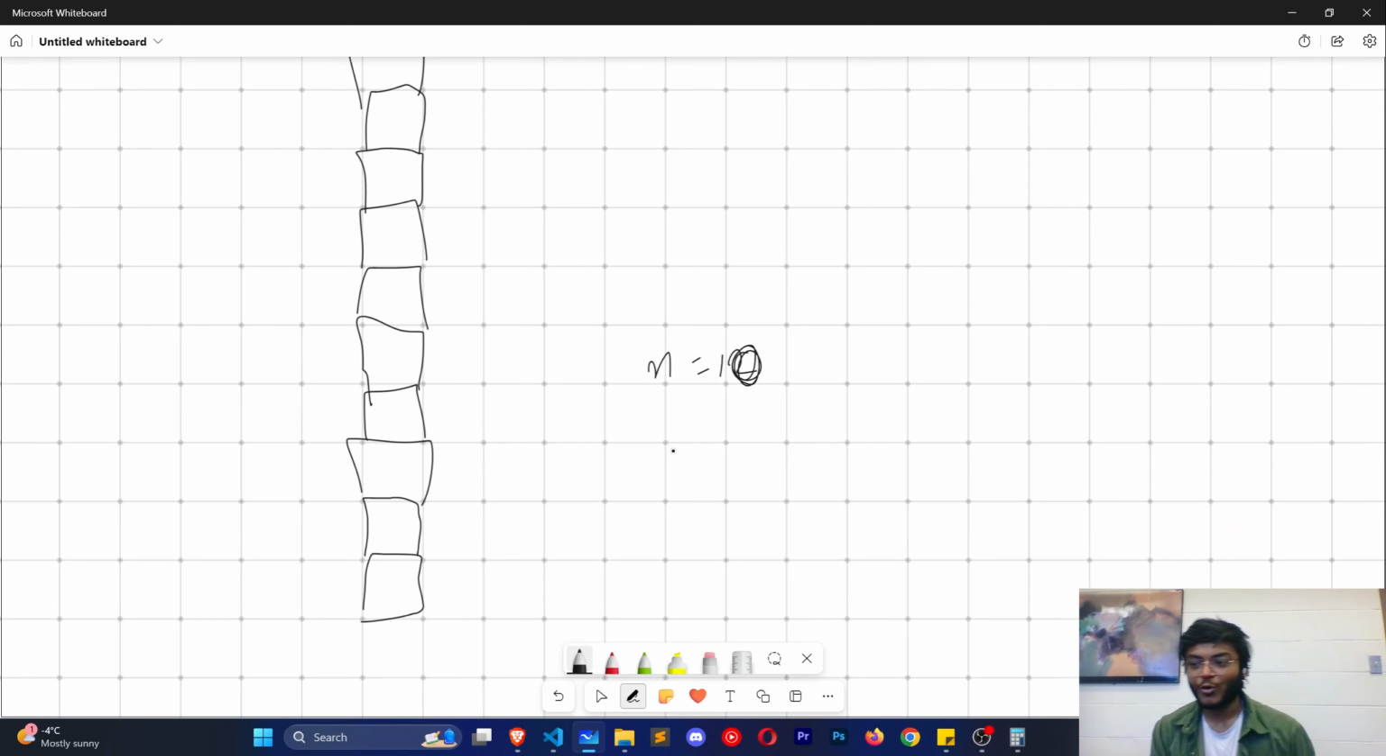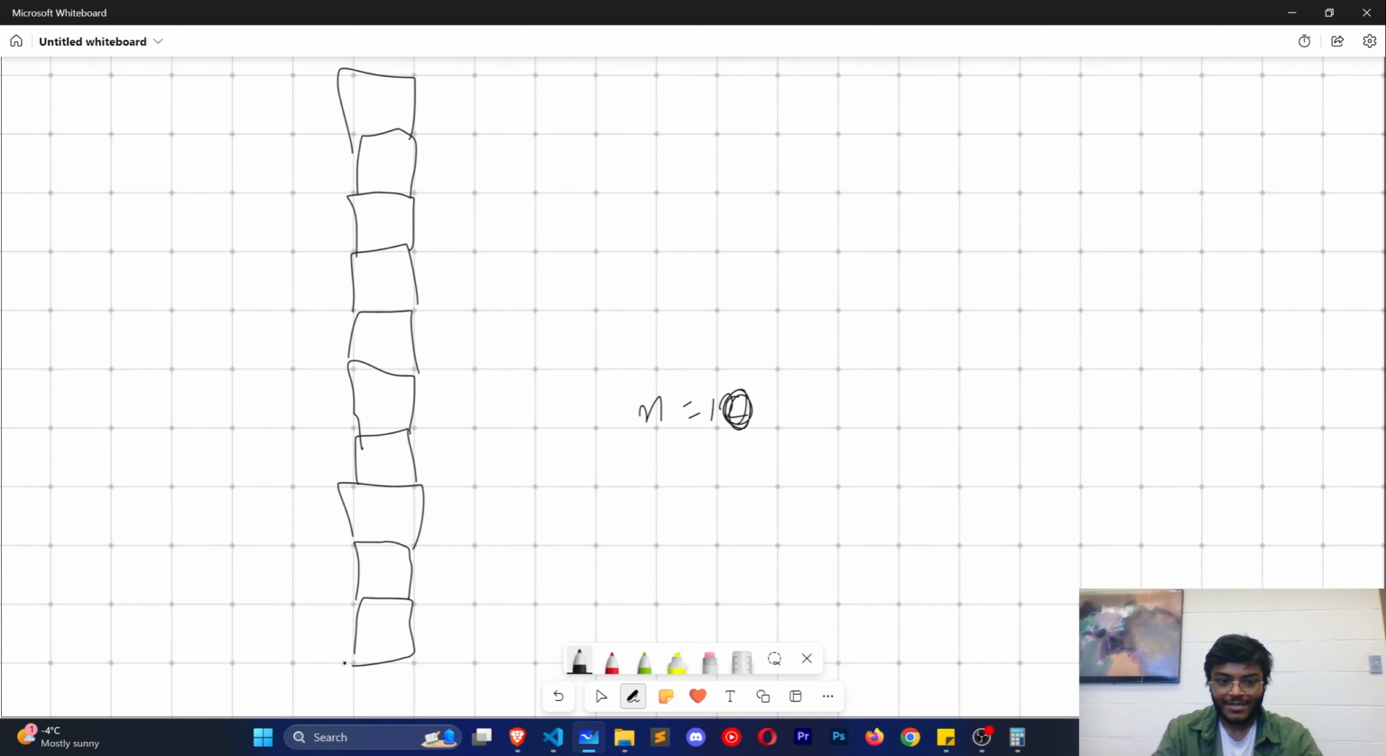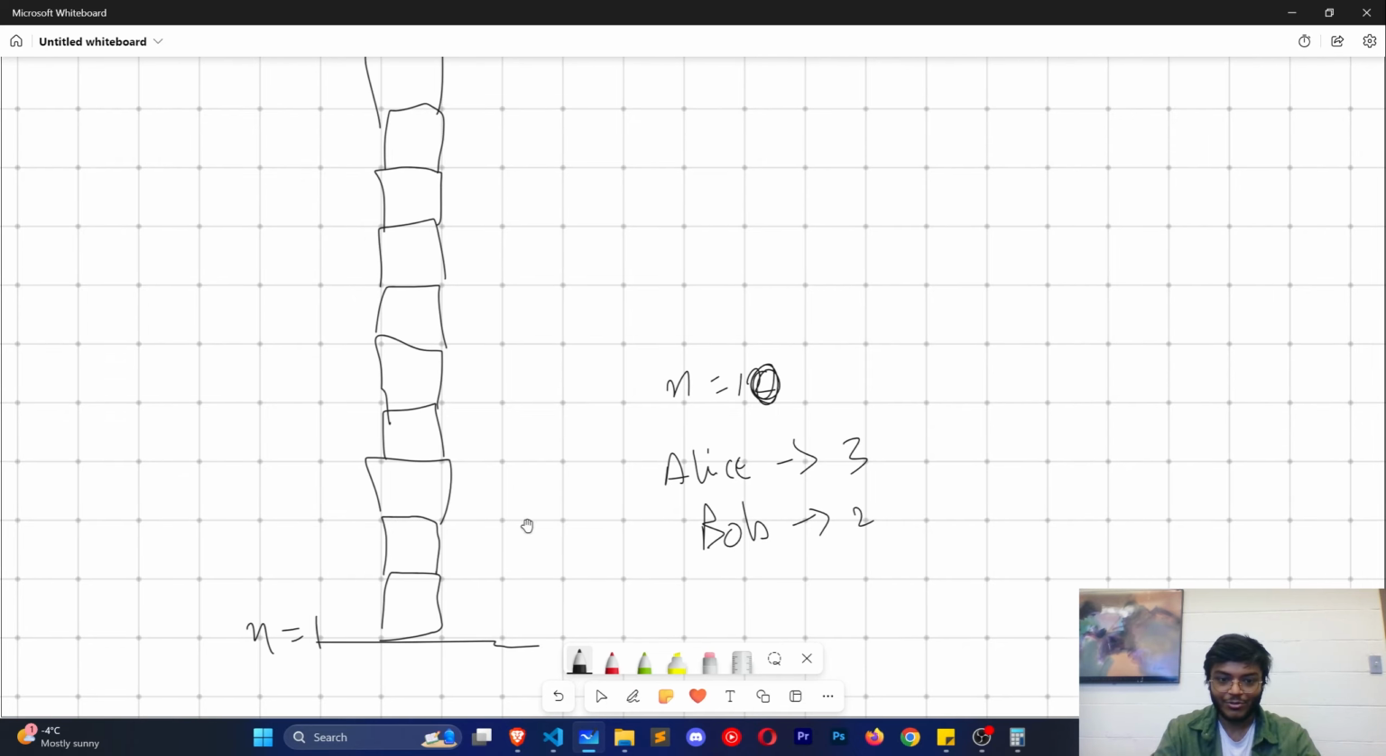So, I want to give you a sense of how I was going about this problem and how I was able to arrive at the conclusions and assumptions that I arrived at, and then build the solution. Initially, I just assumed, let's say, n is equal to 1, and let's say Alice's number is 3 and Bob's number is 2, just for example. So Alice can take up to 3 and Bob can take up to 2.